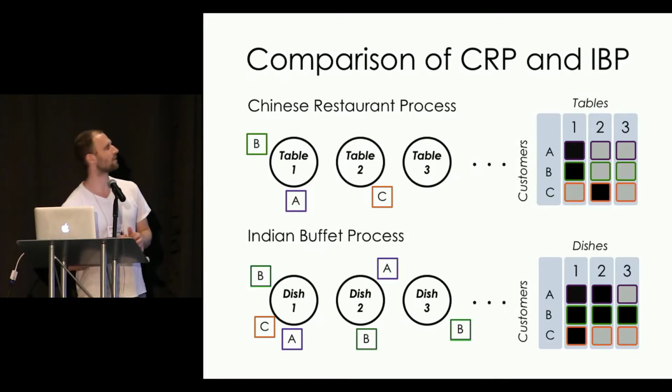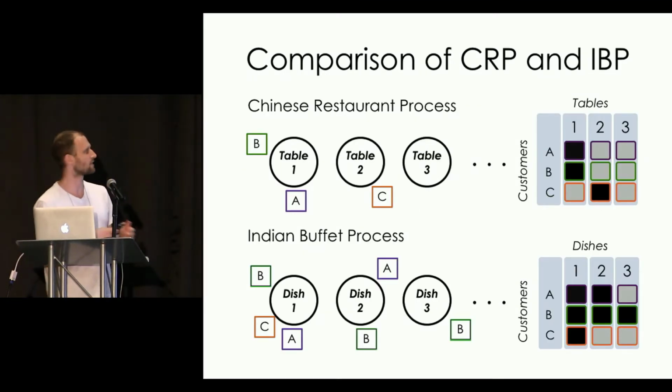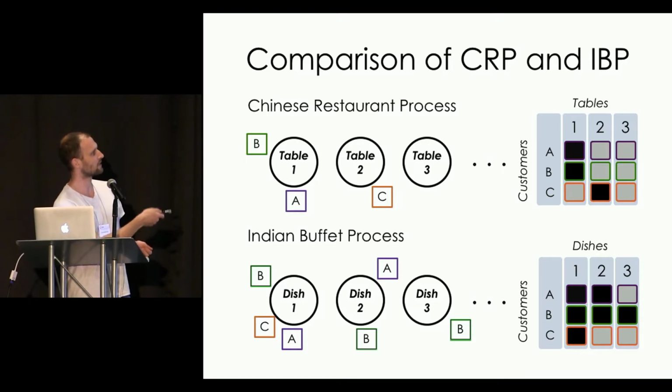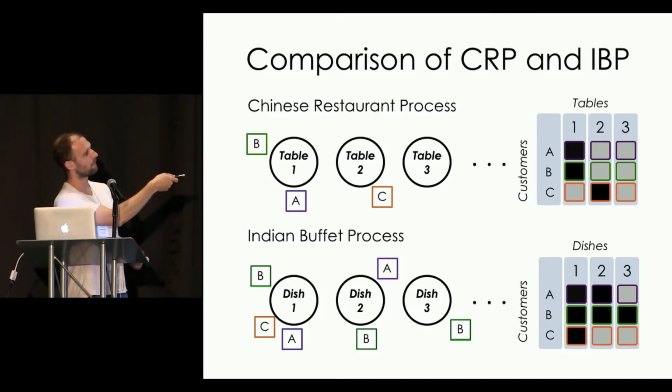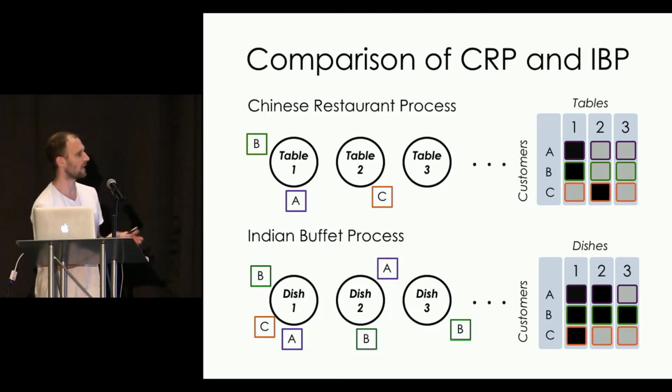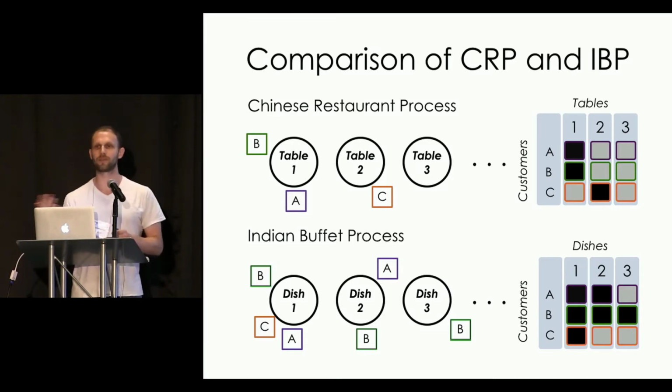So we can compare the Chinese restaurant process and the Indian buffet process, where in both cases we have objects or customers, and in the Chinese restaurant process we have tables where a single customer can only be seated at a single table, whereas in the Indian buffet process we have dishes where each customer can sample multiple dishes.